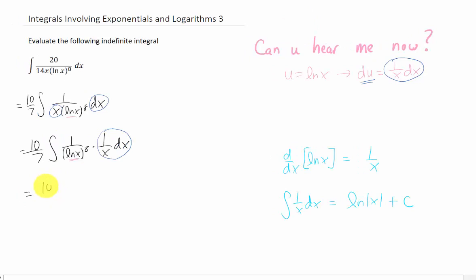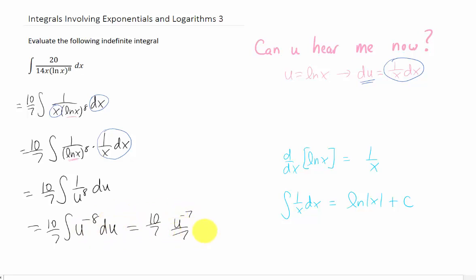Our integral then becomes 1 over u to the 8th du, which we can rewrite as u to the -8th du. That can be integrated pretty simply just using the power rule. We're going to add 1 to this power, which gives us a power of -7, and we're going to divide by that power, and we're going to add c. Now our fraction turns into a -10 over 49, and u to the -7th we can rewrite as the natural log of x to the -7th power plus c, and that should be our final answer.